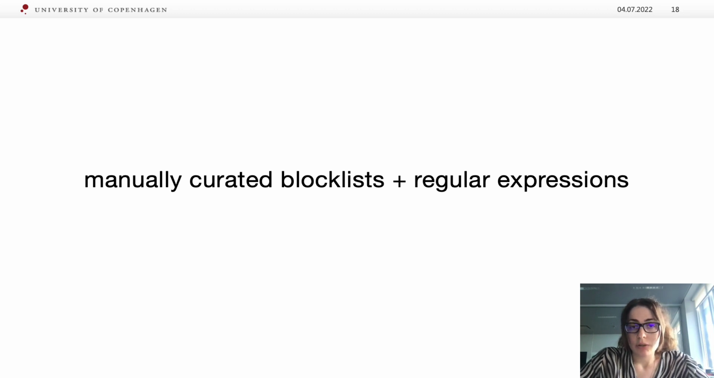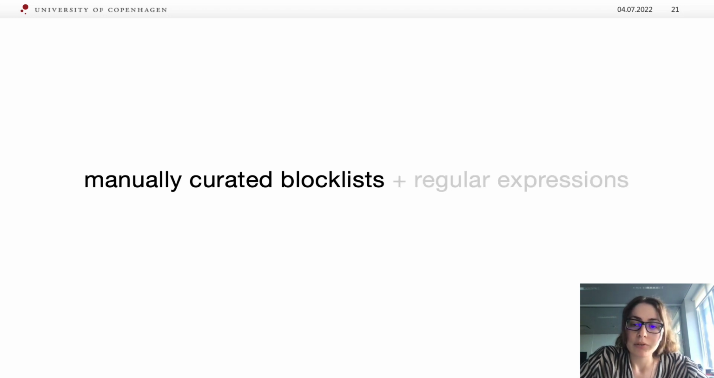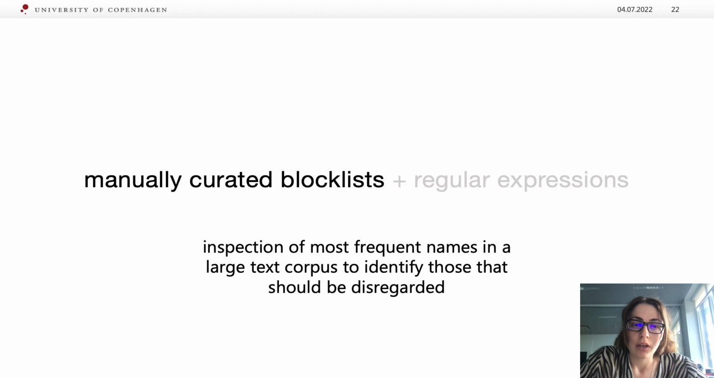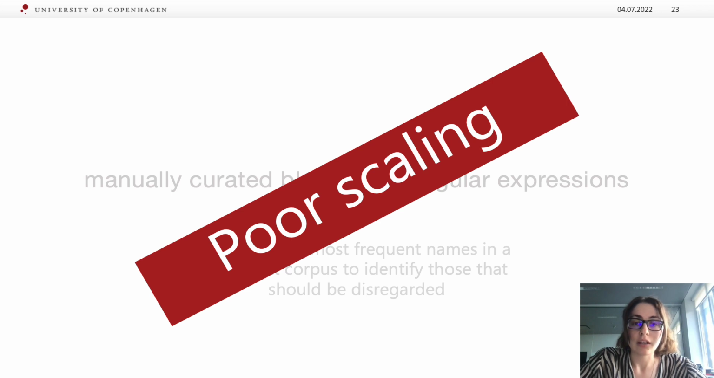So up to now, what we did for dictionary-based text mining is that we maintained some manually curated block lists, and we have some regular expressions to catch things that are very common in text and we definitely don't want to text mine, like common words like and was. But when it comes to manually curated block lists, in order to generate those, we need to inspect the most frequent names in a large text corpus to identify those that should be disregarded. And as you can imagine, this scales poorly.